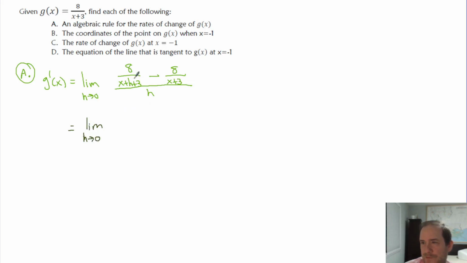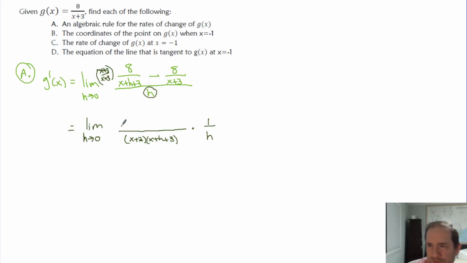But we're going to swap a few things around. First thing I'm going to do is go ahead and just multiply by the reciprocal of h instead. So we get a 1 over h. Then we need a common denominator. We know that common denominator is going to be an x plus 3 times an x plus h plus 3. And we know that in the numerator, this guy's getting multiplied by x plus 3 over x plus 3.